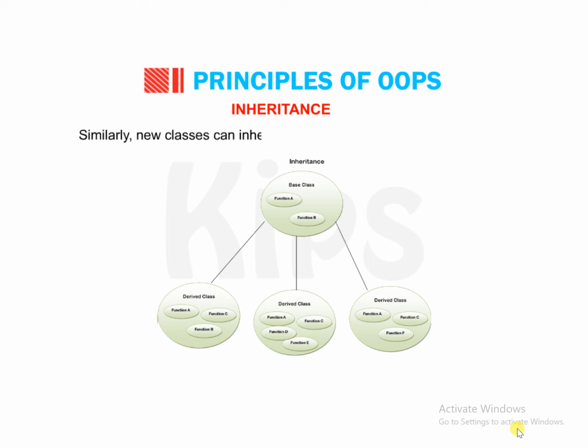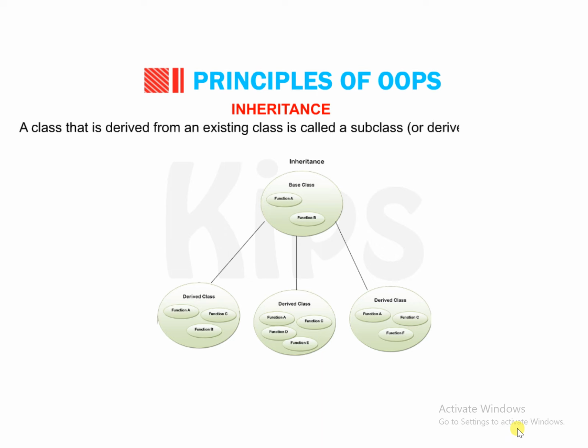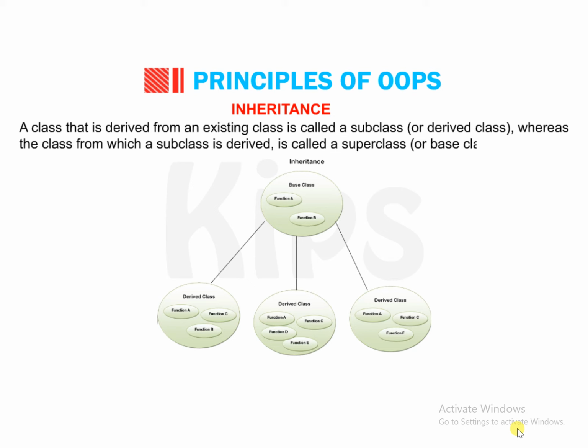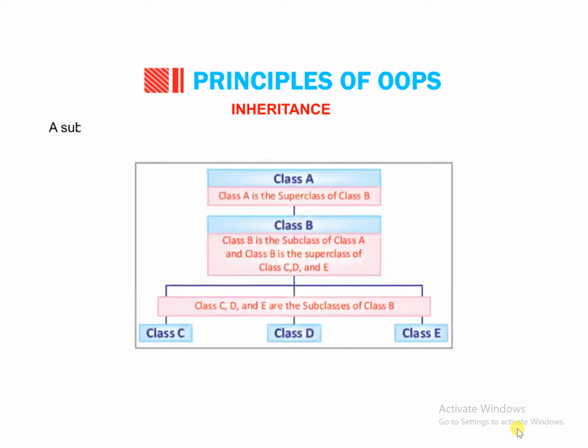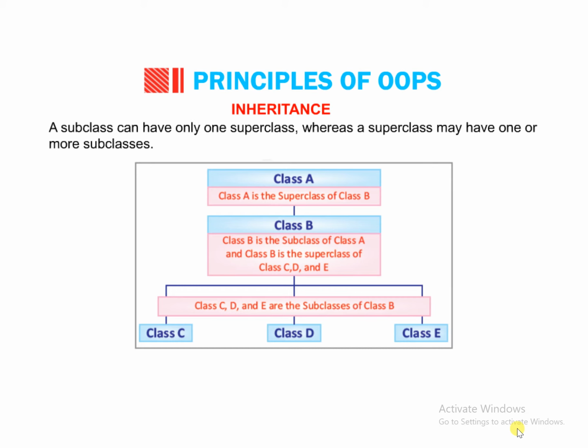Similarly, new classes can inherit the characteristics of an existing class. A class that is derived from an existing class is called a subclass or derived class, whereas the class from which a subclass is derived is called a superclass or base class. A subclass can have only one superclass, whereas a superclass may have one or more subclasses.